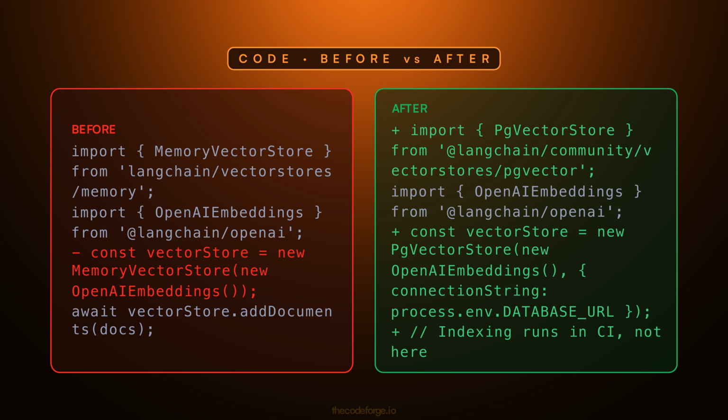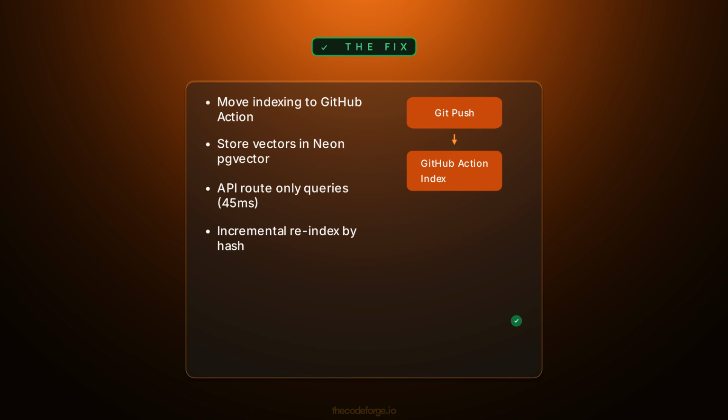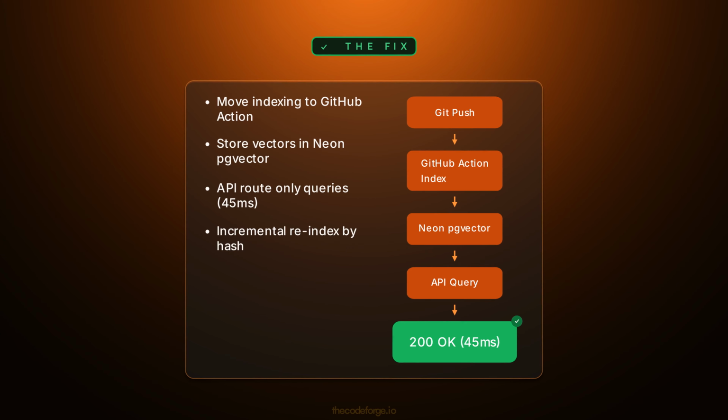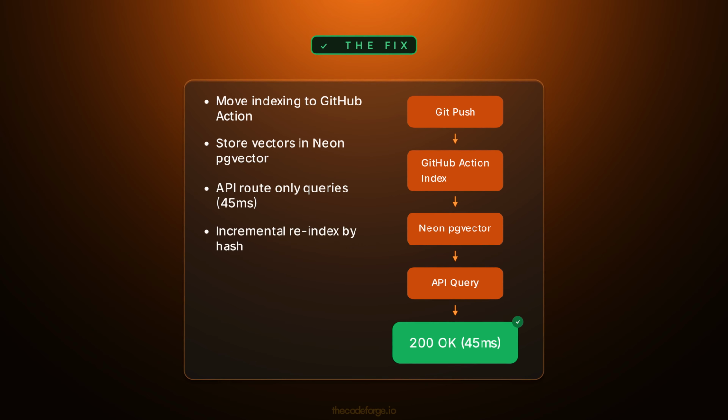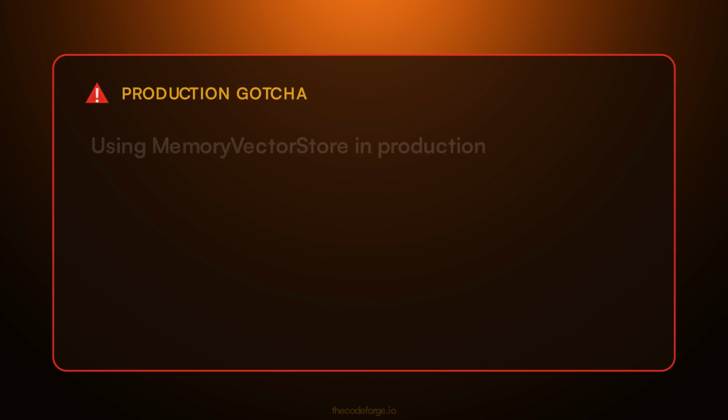The fix moves indexing to a GitHub Action and stores vectors in Neon pgvector, so the API route only queries. The fix was to move indexing to a GitHub Action that runs on push. Vectors are stored persistently in Neon pgvector. The API route now only queries, taking 45 ms. Embedding costs dropped from $340 a month to 40 cents a month for incremental updates.